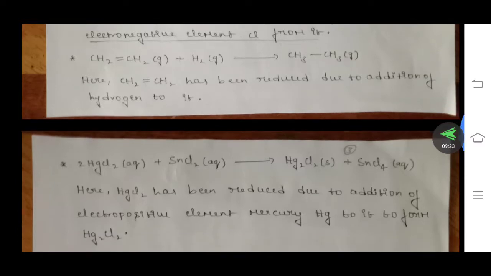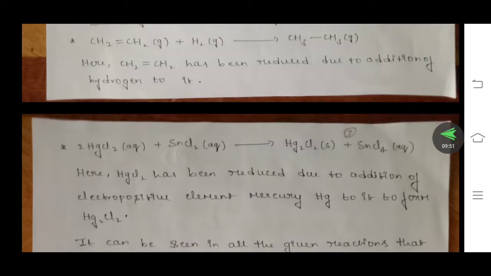Next one, 2HgCl2 plus SnCl2 gives Hg twice Cl twice plus SnCl4. Now you see on the left side HgCl2 is present. HgCl2, for one mercury atom, 2 chlorine atoms are bonded to mercury. The same compound you see on the right side, that becomes Hg twice Cl2. The ratio is 1:1. On the left hand side the ratio is 1:2.